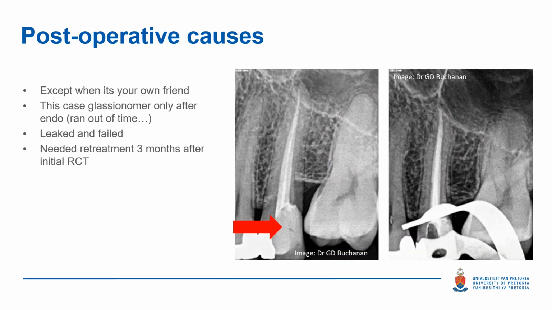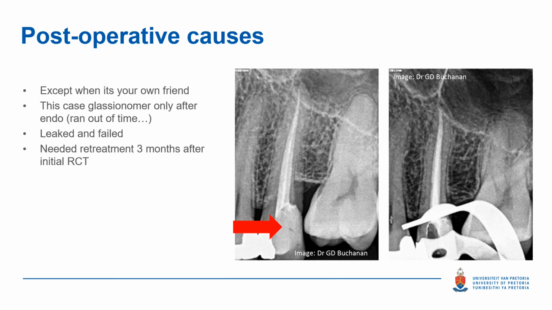Except sometimes when you run out of time. So this is a case of a friend of mine. I did this root canal treatment, but we ran out of time, and at the end of the procedure we placed just a glass ionomer restorative material, basically as a semi-permanent thing, and he was supposed to come back just a couple of days later, but life got in the way. After about 3 months this case actually failed, and the patient had symptoms again. So I had to redo this root canal treatment because of the leaking glass ionomer restoration.